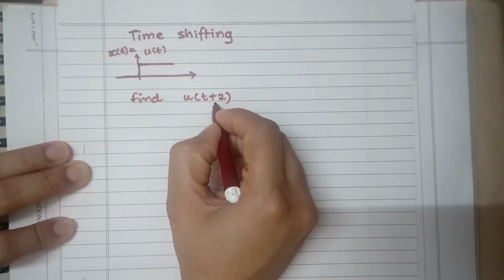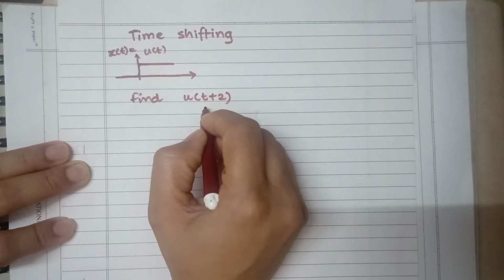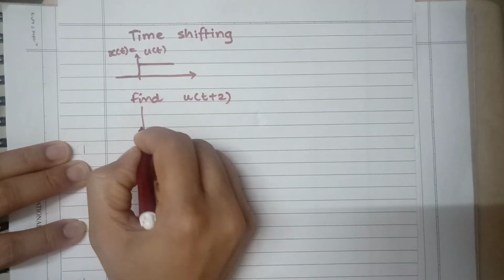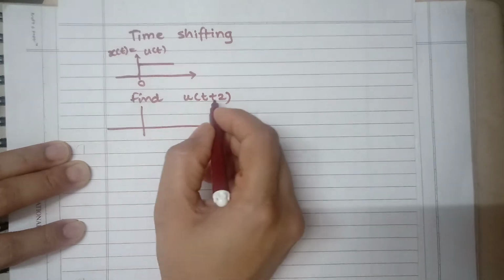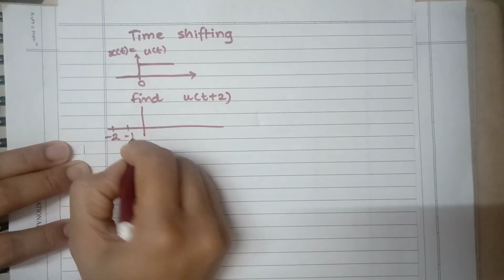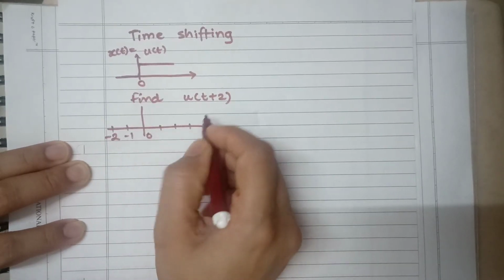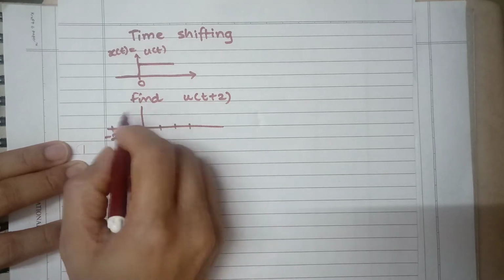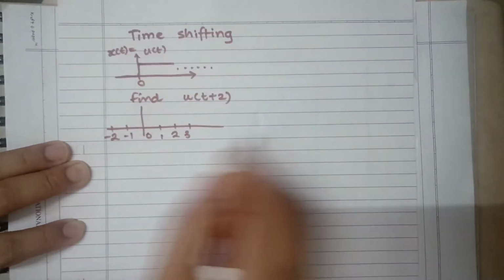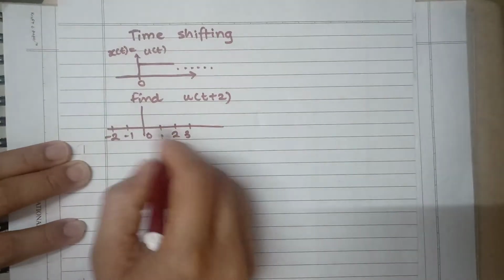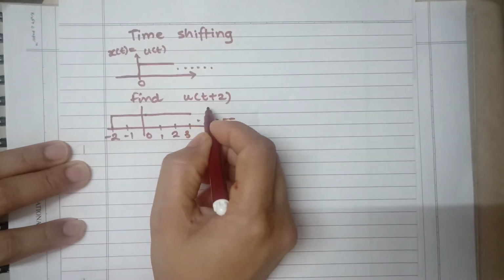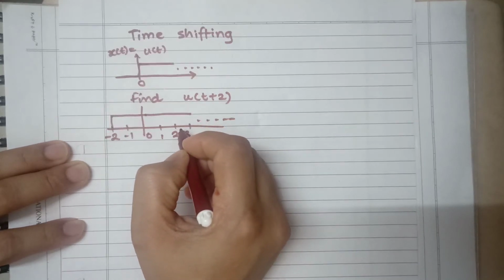This plus sign tells you advancement in the signal. So this is an advanced signal. It's t plus 2, so it's an advance. We'll move in this direction, to the left side by 2 units. Now this signal is 1 from 0 to infinity, so we'll move it like this. So this is u of t plus 2, the advanced signal.